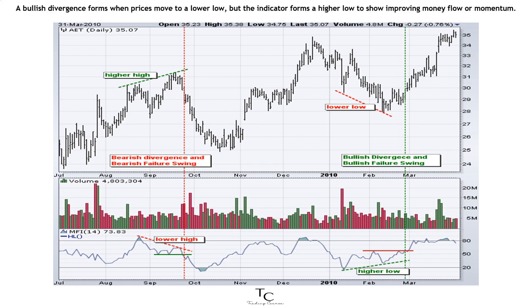A bullish divergence forms when prices move to a lower low, but the indicator forms a higher low to show improving money flow or momentum. Based on the chart on the screen, a bullish divergence and failure swing formed in January to February 2010.